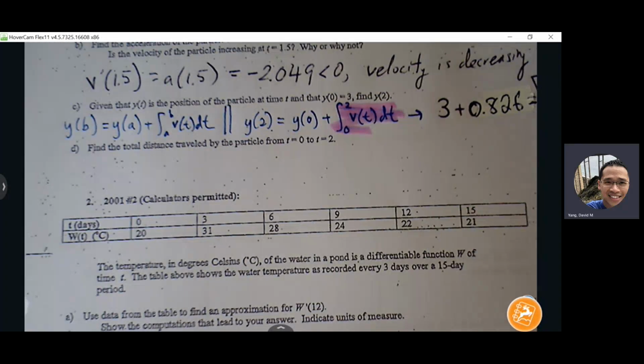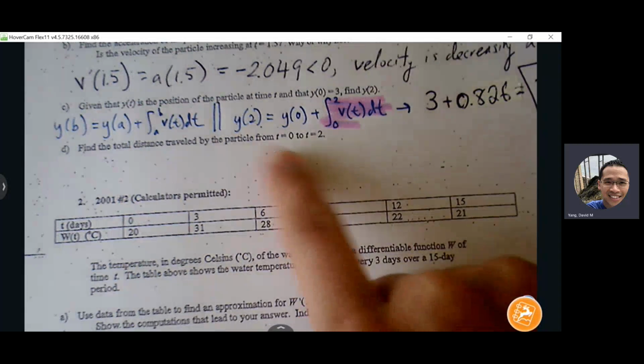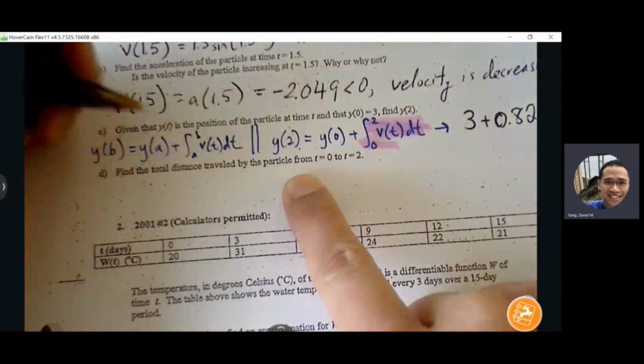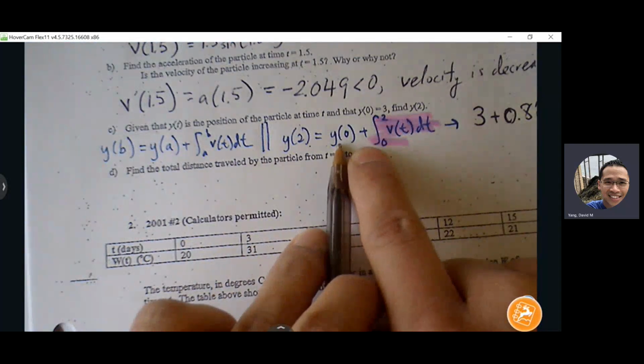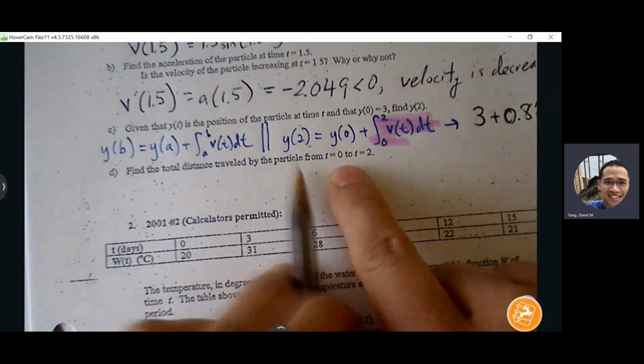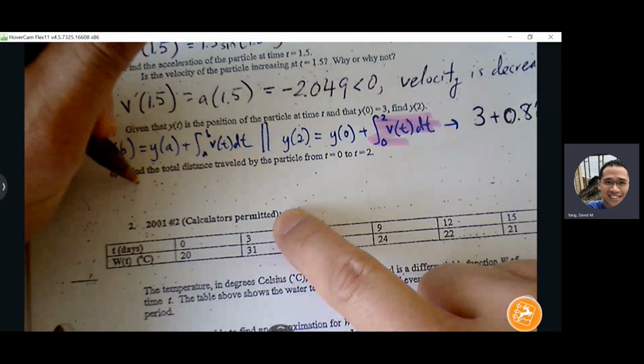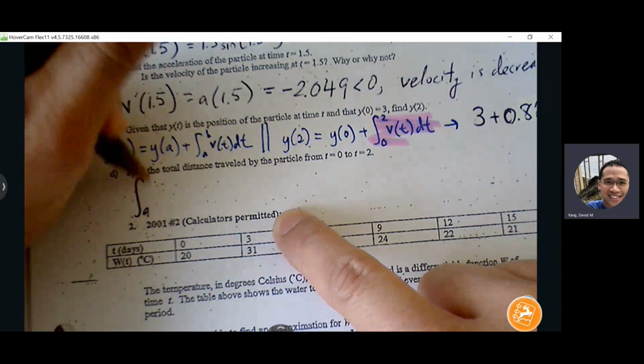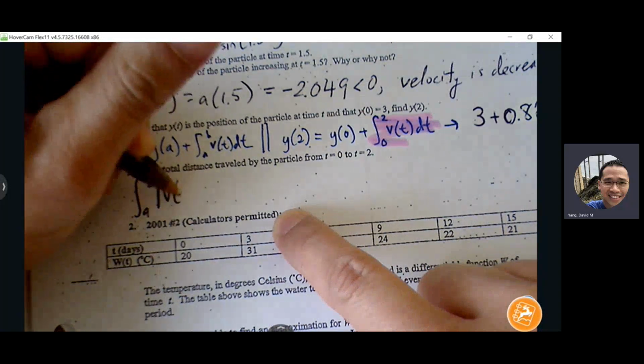Now, total distance. There's a unique formula for total distance. Total distance, because this is displacement plus initial equals final position. Total distance is just the definite integral from A to B of the absolute value of v of t.